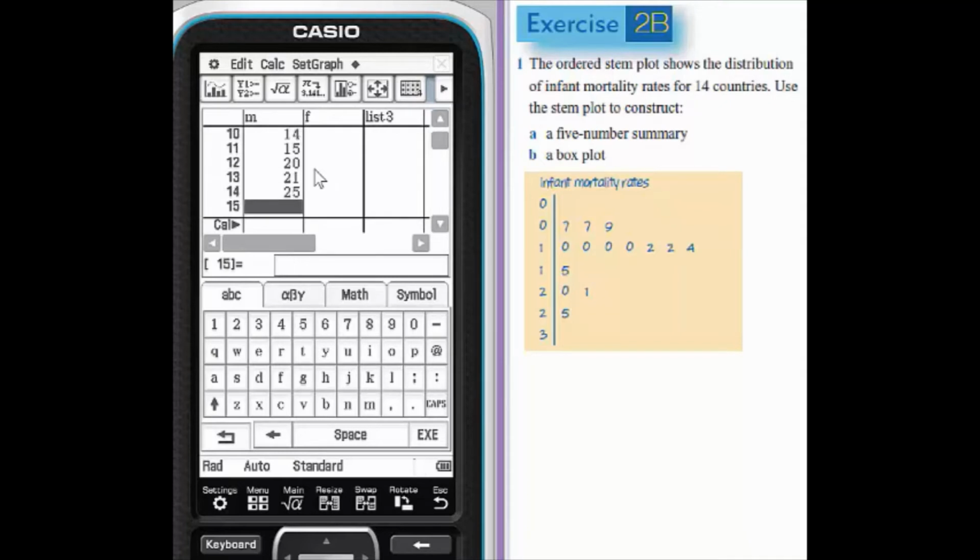You've got to be careful when you put in the data that you have the right number. And almost always in the question, it will tell you how many data points you should have, so you can match it up with how many data points you actually have.